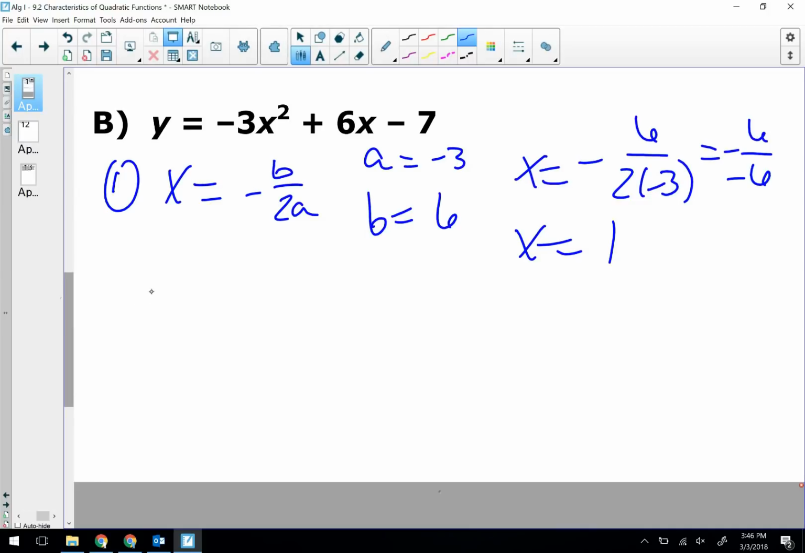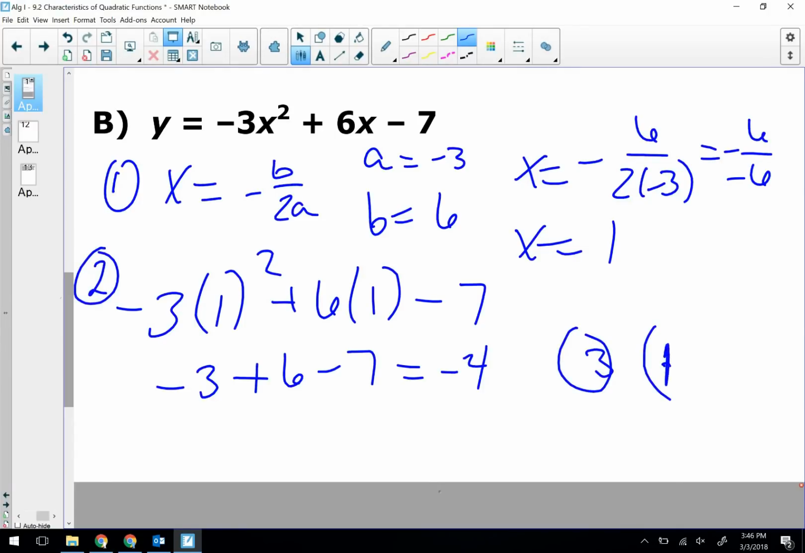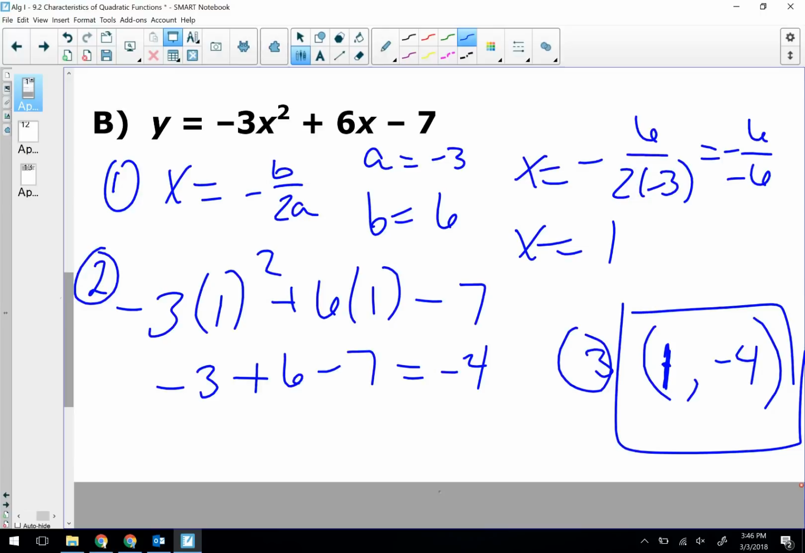Okay, so that means we plug it in. Negative 3 times 1 squared plus 6 times 1 minus 7. So that means we got negative 3 plus 6 minus 7. So positive 3 minus 7, negative 4. So that's step 3, write it as an ordered pair. My final answer: 1, sorry, that's not the negative, 1 coming from the axis of symmetry, negative 4 coming from plugging it in. There's my answer there.